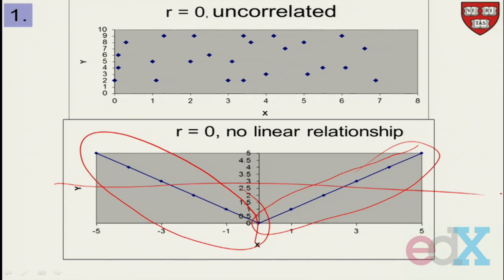So it doesn't mean that they're independent. Here x and y are clearly not independent. You give me x, I can calculate y immediately. So they're not independent. Now, all right, so this is a mathematical example. Does this happen in real life? Well, here's an example. So r equals 0 does not imply independence.